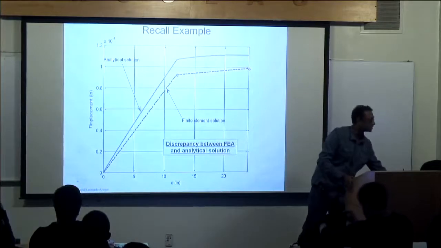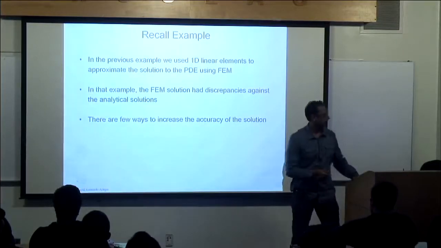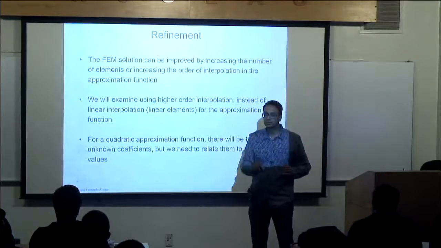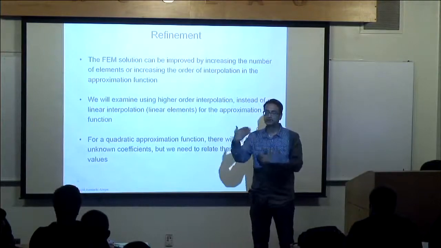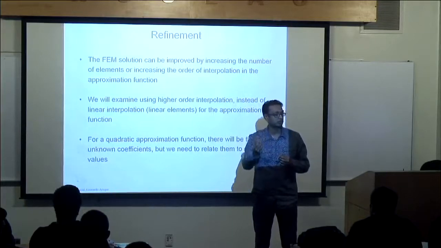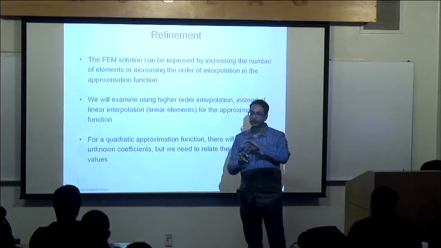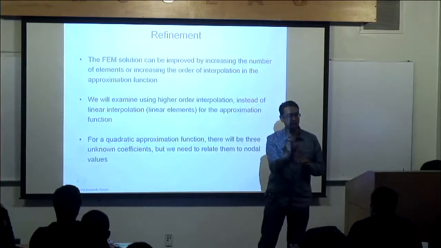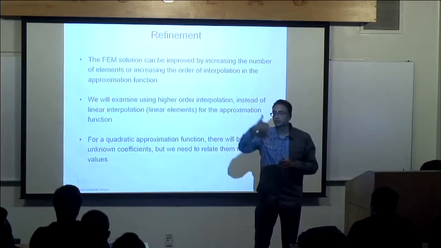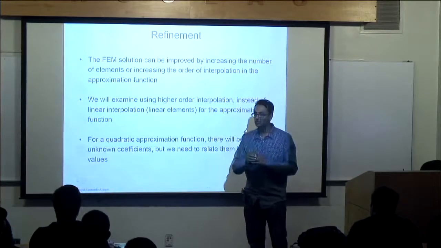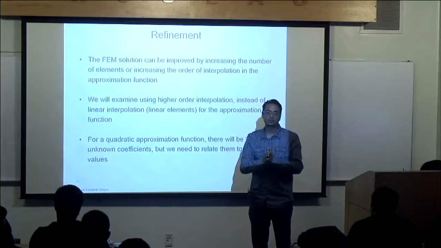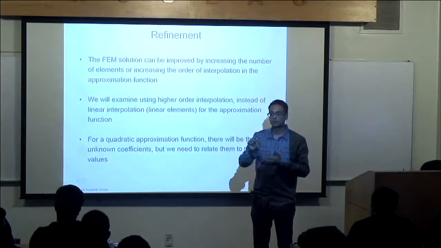There are two ways to accomplish that. One way is to increase the number of elements; I could have increased the number of elements and gotten closer to the solution. Another possibility is to increase the order of approximation over the element. In the previous lecture, we used a linear approximation over the element, and today we're going to use a higher order approximation over the element. So in one case, you increase the number of elements, and in the other case, you increase the order of approximation over that element. Okay.